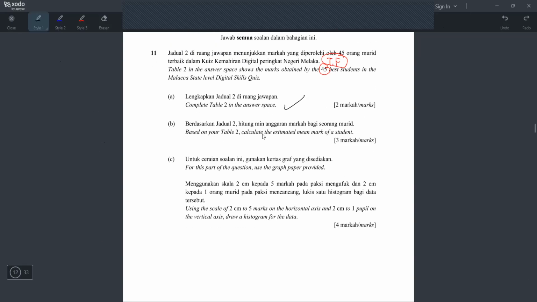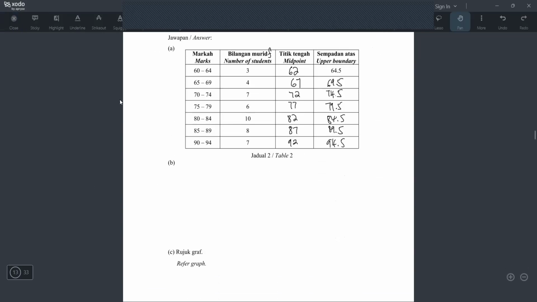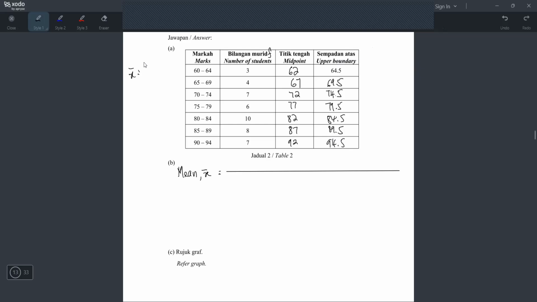B, based on your table 2, calculate the estimated mean mark of a student. Okay, I want to find mean. But this is group data. So be careful. So mean, if you are lazy, you can also use the symbol X bar like this. Okay, the formula for mean is what? Let's draw a line. Let's write down the formula for mean. The formula for mean is like this. You take the sum of X divide N, or you take the sum of F times X divide sum of F. Alright. This formula we will use when it's ungrouped data.